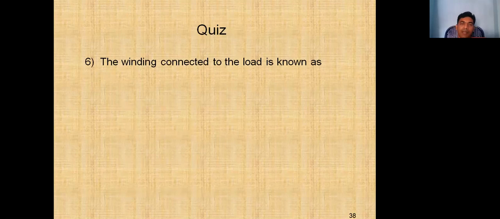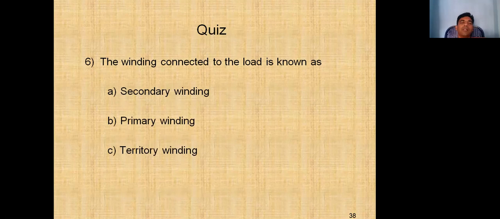The winding connected to the load is known as: option A, secondary winding; option B, primary winding; option C, tertiary winding; option D, none of the above. We already discussed it. The winding connected to the load is known as secondary winding. The winding connected to the supply is called primary winding.